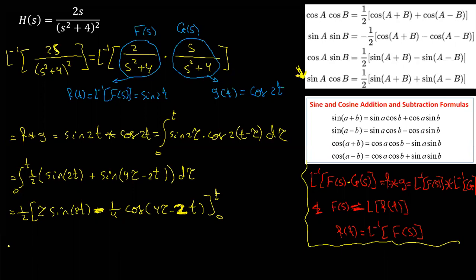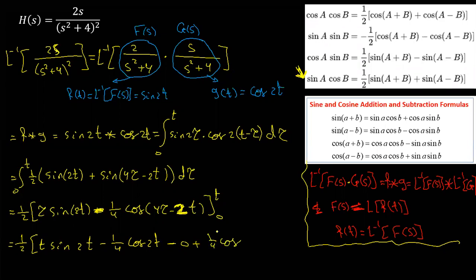Equal. Now let me plug in the t first. So here I have t sine 2t minus 1 over 4. Now you have cosine 4t minus 2t, it's cosine 2t. Now minus, I'm going to plug in 0. So 0, it's 0. Minus and minus, it's a plus 1 over 4.